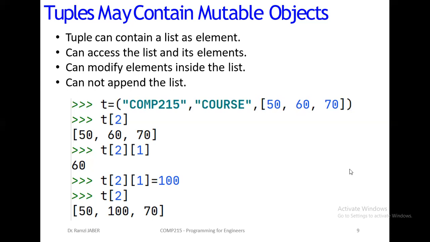Now, because it is a list inside the tuple, we can change the value of 60 to 100. So we can do T2 1 equal 100, then T2 will be equal 50, 170. So if we have a list as an element inside the tuple, we can change the value. Okay?